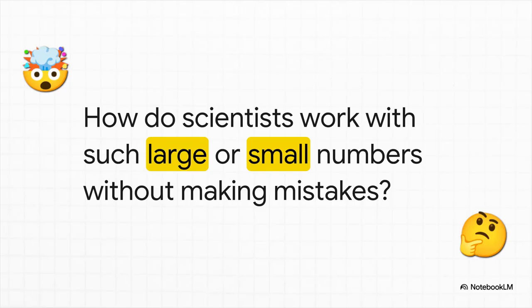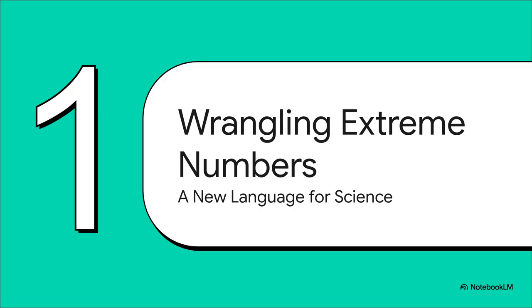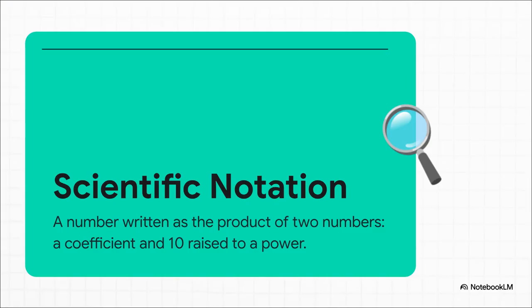And that brings us to the core question, right? How on earth do scientists manage these numbers without completely losing their minds? Well, the answer lies in a few incredibly smart, really elegant tools they've developed over the years. Okay, so our first stop is figuring out how to wrangle these extreme numbers. And to do that, we're basically going to learn a new language, a language designed by scientists for science. That language is called scientific notation.